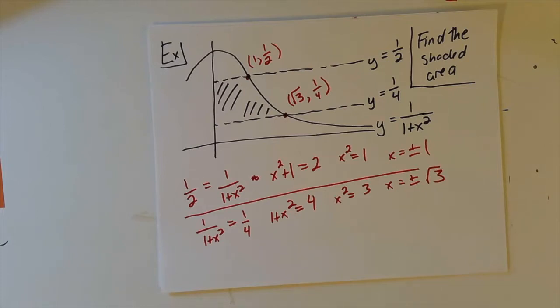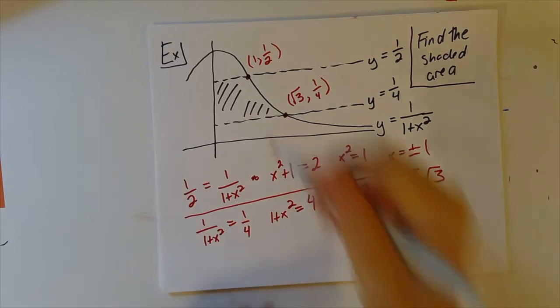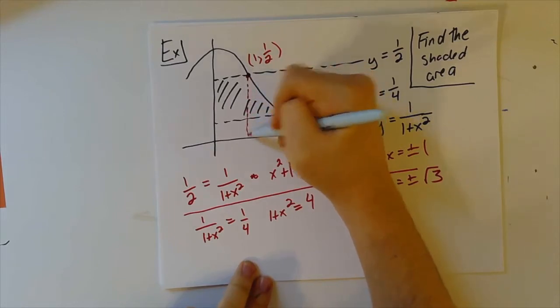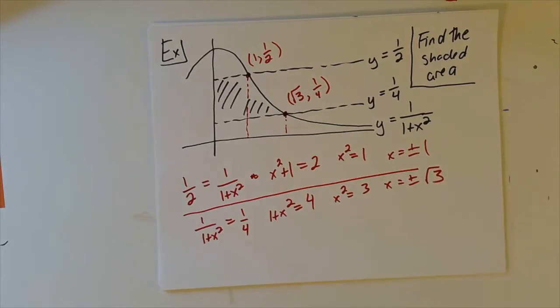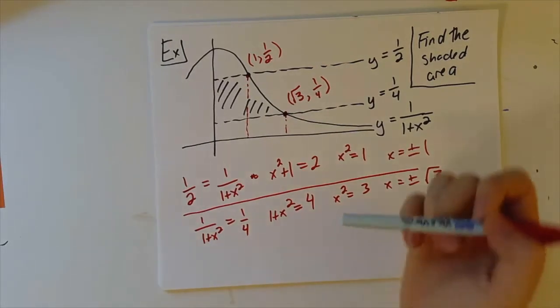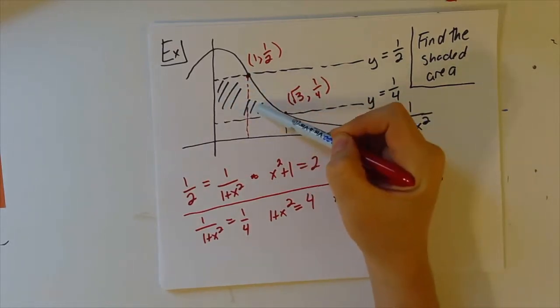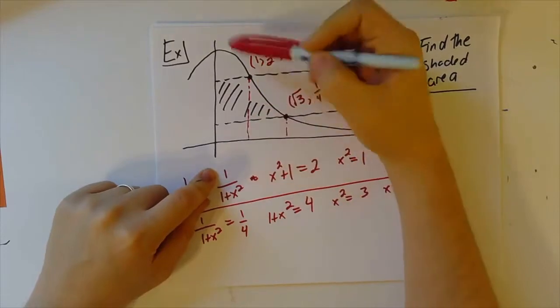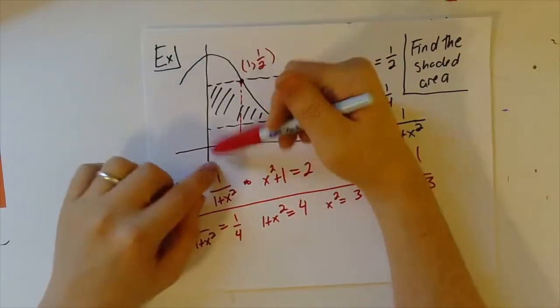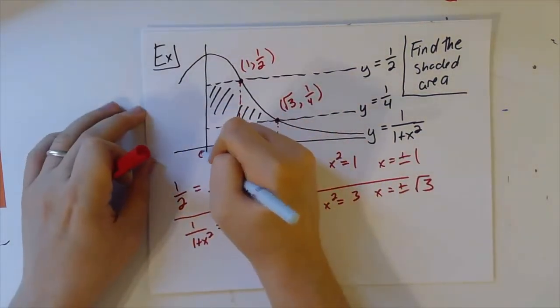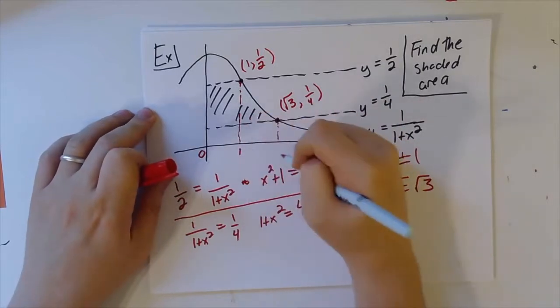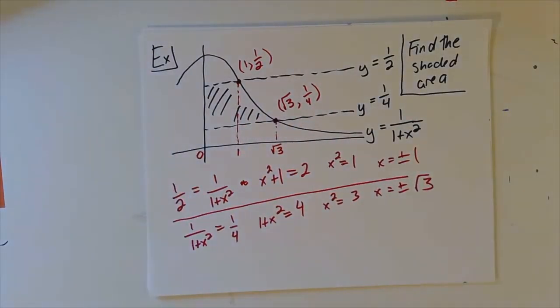Okay. So I want to go ahead and drop verticals down to the axis, because the definite integral tends to involve these verticals down to the axis. And I want to try and figure out how we're going to put this area together. Okay. Notice this is just the y-axis, so this is x equals 0 is where this is starting. So that this is 0, this is 1, and this is the square root of 3 going along there.